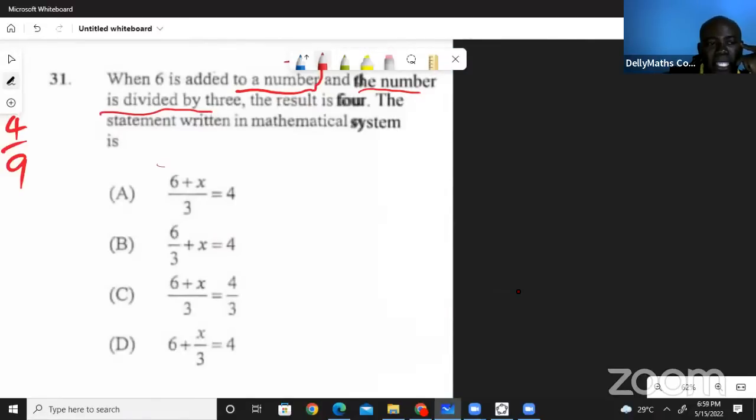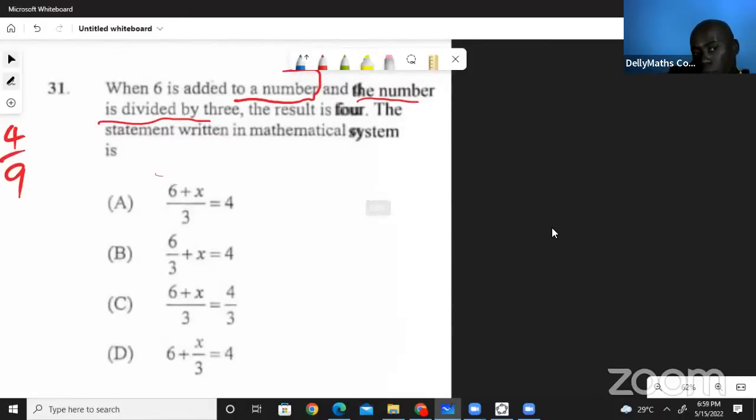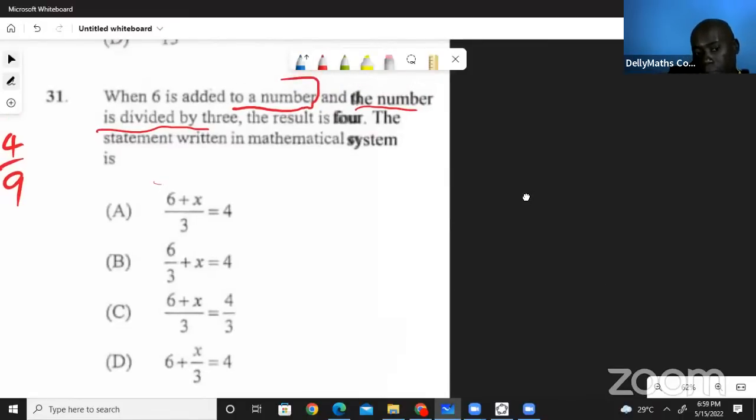I'm seeing A looking good. 6 is added to a number, and that is going to give you another number. You don't know the number, but it is a number. So you have to focus on the fact that 6 is added to a number. That is a number. So when they said the number is divided by 3, they're talking about the new number. 6 plus x is a number. So that number is divided by 3, and the result is 4.